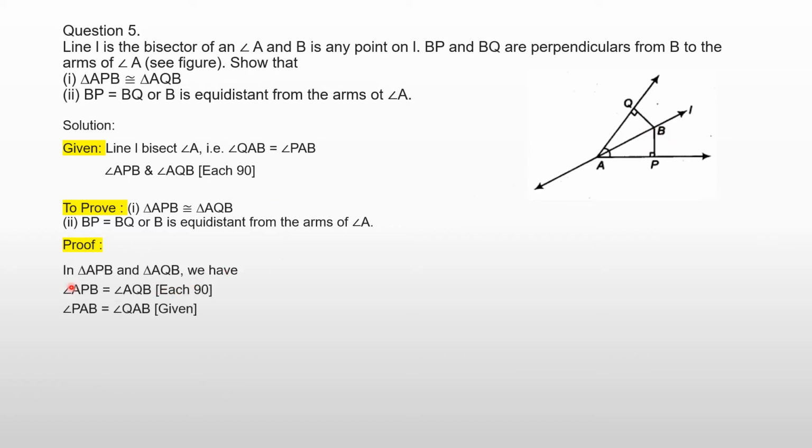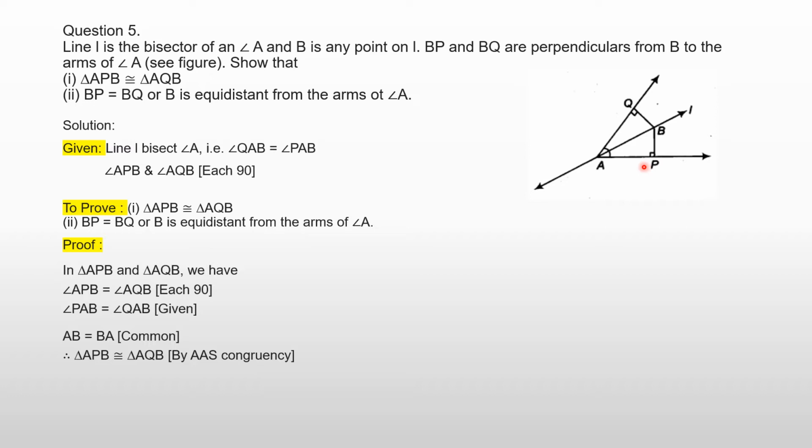In these two triangles APB and AQB, what we are having: angles APB and AQB both are 90, that is given to us. Second thing, angles PAB and QAB both are equal, it is also given to us, bisector. See the third thing, this side is common. So by the congruence rule AAS, both triangles are congruent.